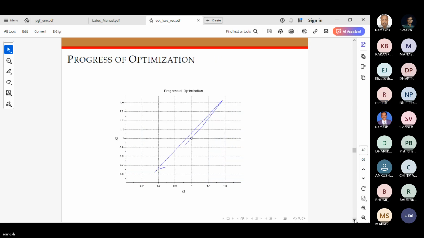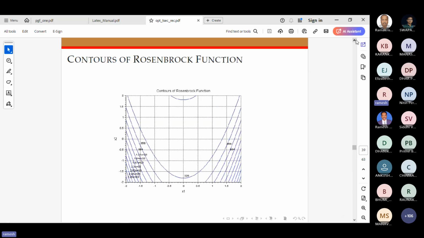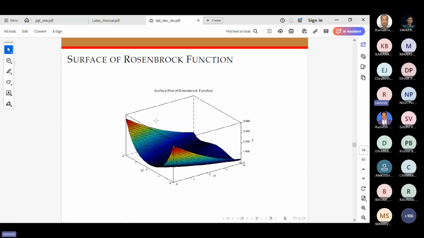In fact, this example I'll just tell you. This is one example of what is known as a test function. There's the Rosenbrock function.